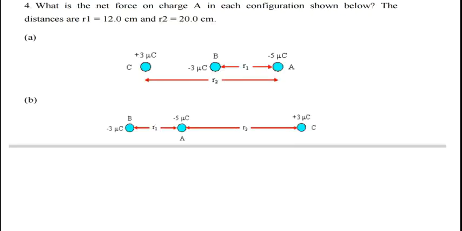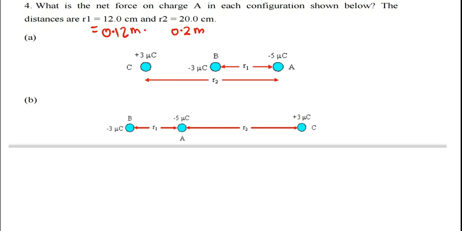So we are now on question 4. Question 4 is under the superposition principle, and the question is asking, what is the net force on charge M in each configuration shown below? The distance R1 is equal to 12.0 centimeters, and R2 is 20 centimeters. If we convert this to meters, this is going to be 0.12, and this is going to be 0.2 meters. And our goal is to find the net force.